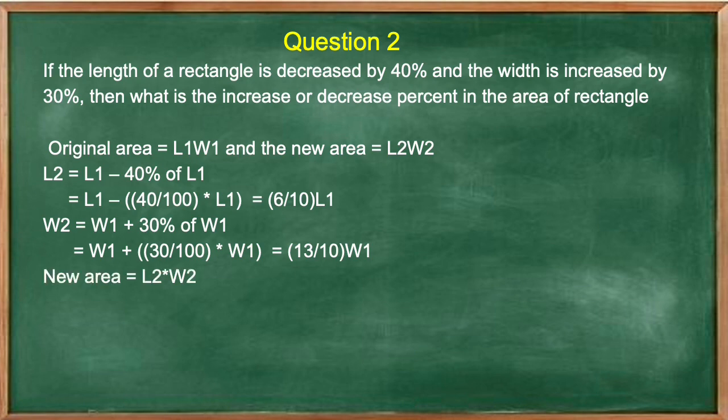We know that new area is equal to L2 W2. We can substitute the value of L2 and W2, which we have calculated. So new area is equal to 6 divided by 10 L1 into 13 divided by 10 W1, which is equal to 78 divided by 100 L1 W1. Now we can see that the new area is 78% of old area, which means area is decreasing. So let's check the difference between the old area and new area and find the exact answer.